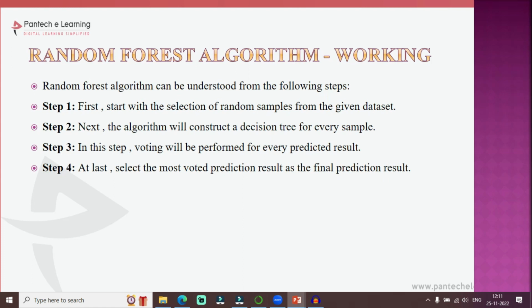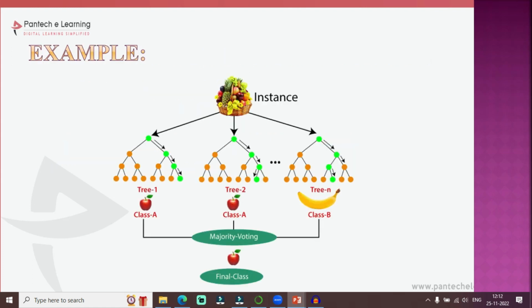Clear with this? Whatever type of machine learning models I am going to develop, you should understand internally how the model works. Pictorially, from this picture you can understand. I have a collection of fruits in a fruit basket. I have some instances, and from this collection I am having some decision trees: decision tree 1, decision tree 2, up to decision tree n. So I have a collection of different decision trees.